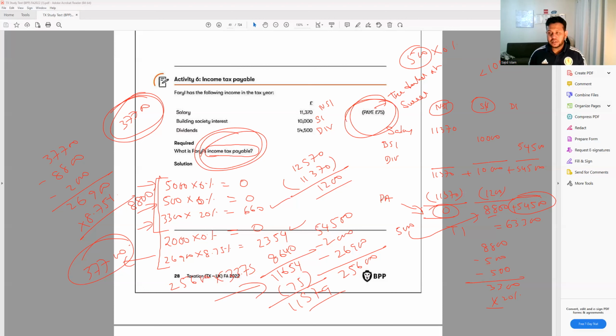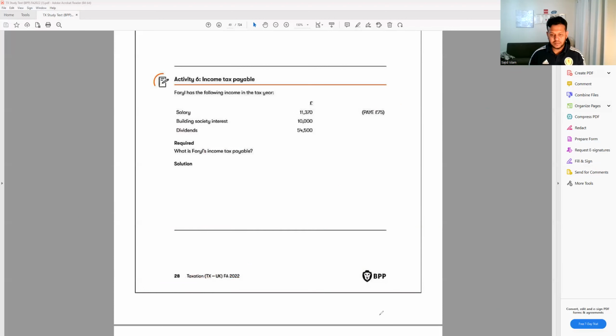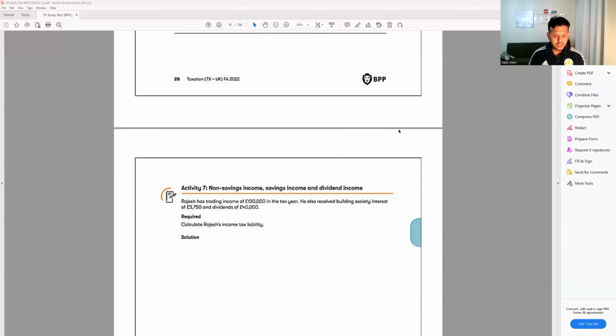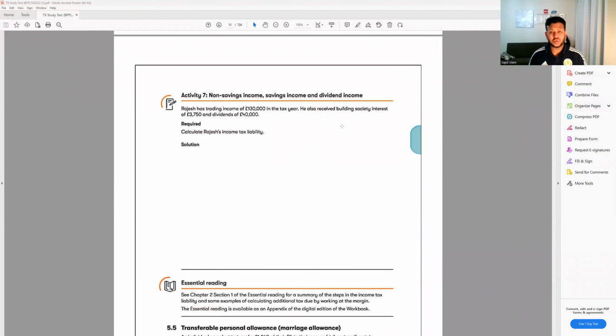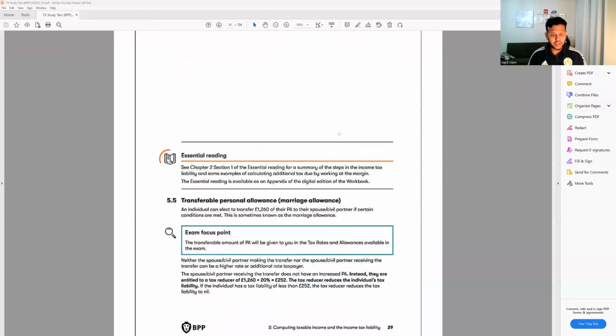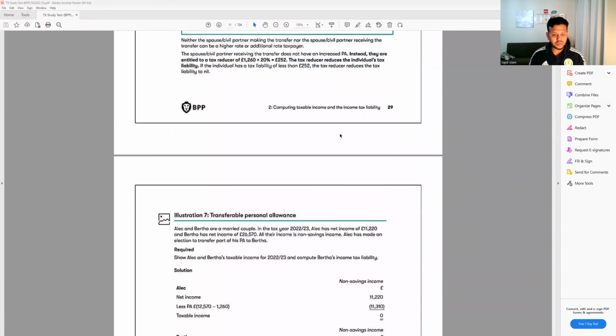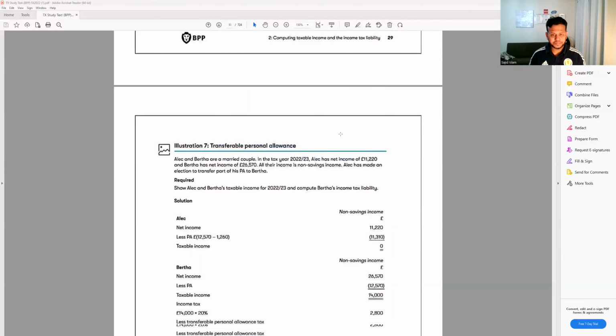All right, let's move on to the next one. The next one we have here is tax liability. I think it is the same question we have, non-savings, savings, dividends. You already know this, so we'll skip this one and move to something new.